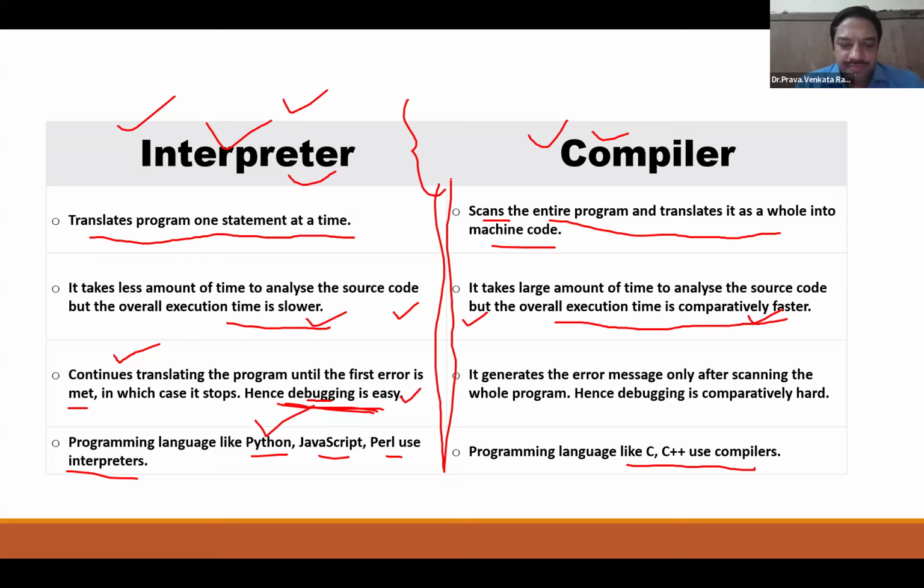The client's choice of compiler or interpreter will come into the picture only if you are creating a new programming language, which we are right now not going to create. Otherwise, it is already given.